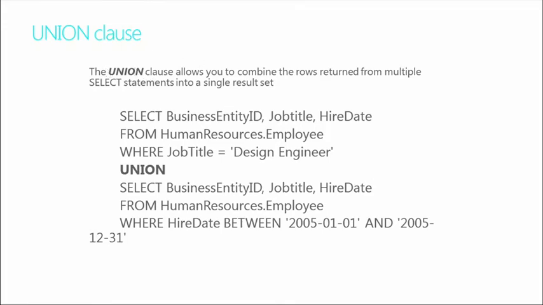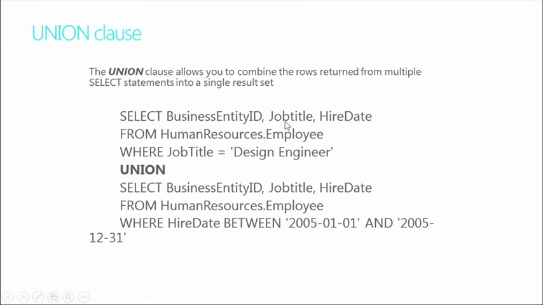Okay, the union clause. What if I have content that's in 2 different tables? Yeah, we can do that. So right now what we've been looking at is, all right, you're telling me I can grab content from a table. What about if I have content from 2 tables? Well, this is what I can do here, as long as the columns are matched. So as it says up here, it allows you to combine the rows returned from multiple select statements into a single result set. So we're doing select business entity ID, job title, and hire date.